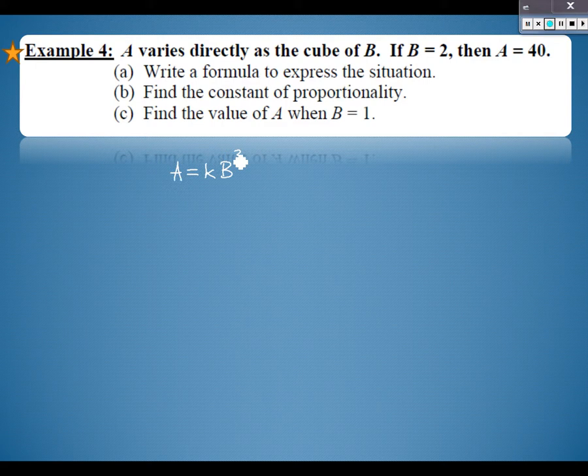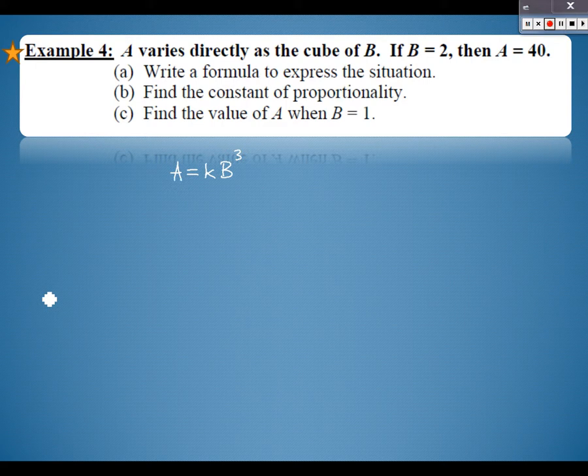Right? So solve it now. What is K, if B and A have those values at a certain moment in time? Because it says A varies directly as the cube of B. Yeah. K is 5. Is that right? Oh, I just got it. K is 5. Sorry. Too slow. Jonathan beats to it.